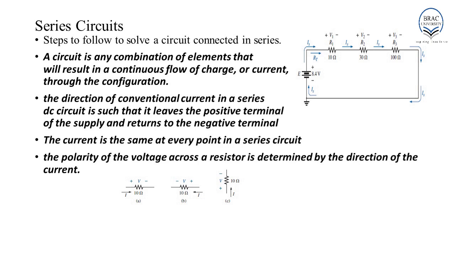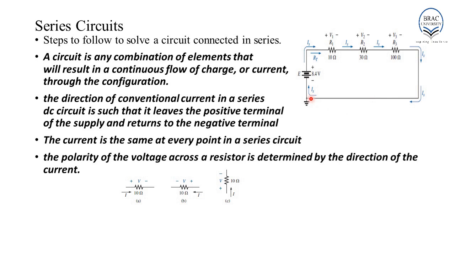There are certain steps which we need to follow to solve the circuit connected in series. Number 1. In series configuration, the same current will flow through all the elements in the circuit. We know that according to Ohm's law, V, that is voltage, is equal to IR, that is current multiplied by resistance. Since the same current will flow through all the resistors in series configuration, the voltage drop across R1, R2 and R3 will vary depending on their respective resistances.